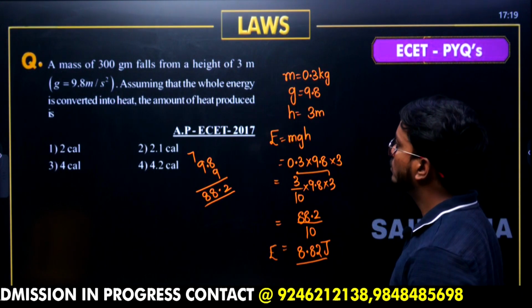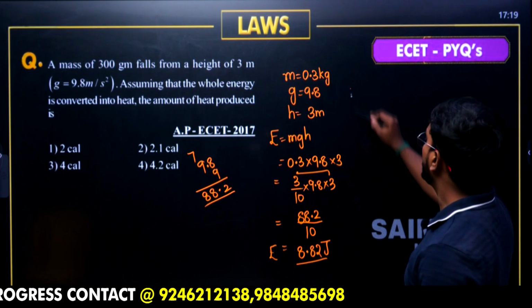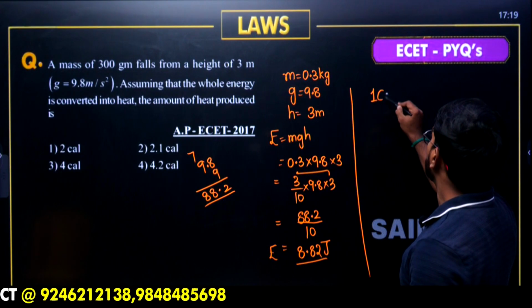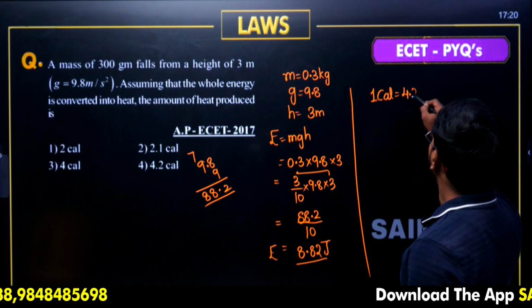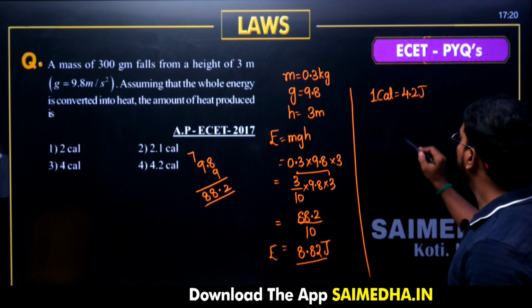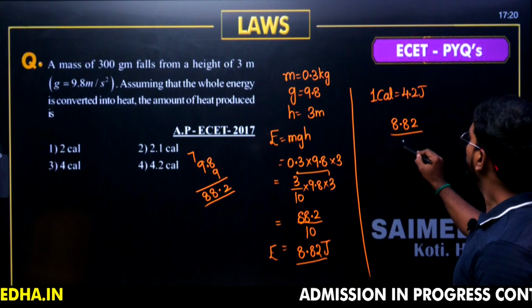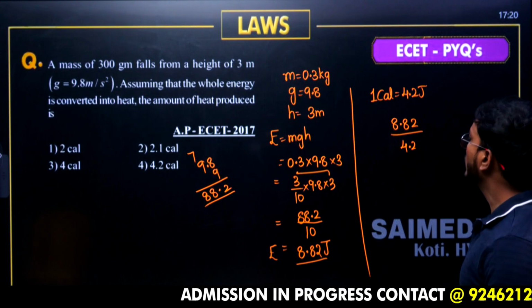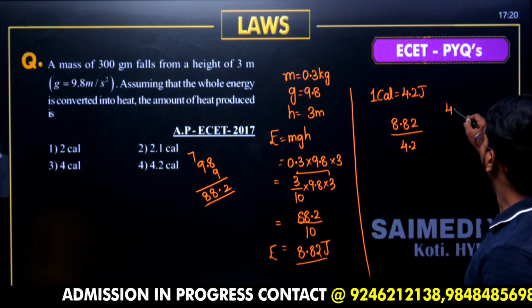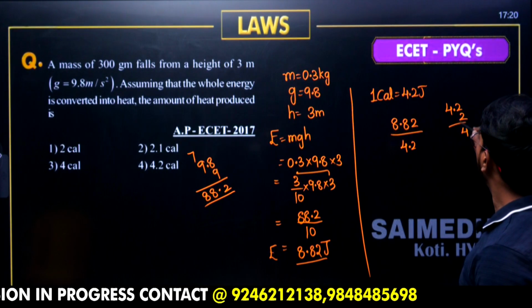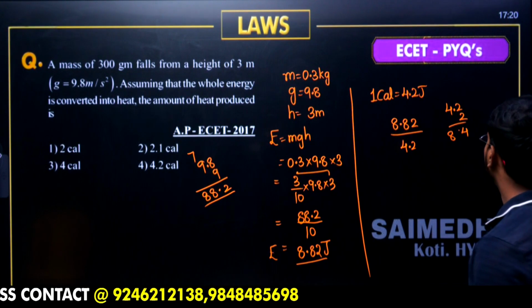The question is asked in terms of calories. We know that 1 calorie is equal to 4.2 joules. So now you need to divide this value, 8.82 divided by 4.2. What is this 4.2? 2s are 2, 2 2s are 4, 2 4s are 8. This is 8.4 it is going to become.